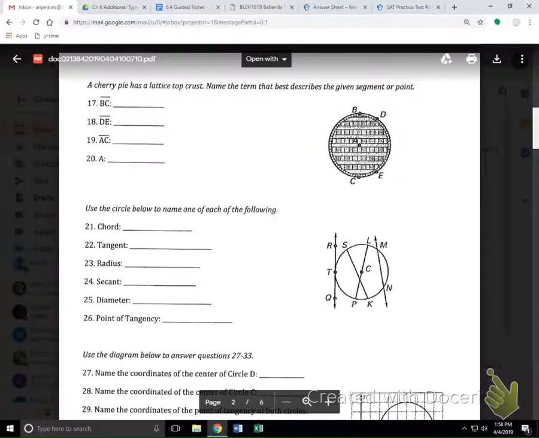So we're on cherry pie. You're going to look at BC. BC goes right through the center. What do we call that? It's the diameter. We have ED. It's a segment, endpoints on the circle. We call that a chord. We have AC. From the center to the edge, ends on it. We call that the radius. It's going to be the radius because it starts at the center. And A is the center.